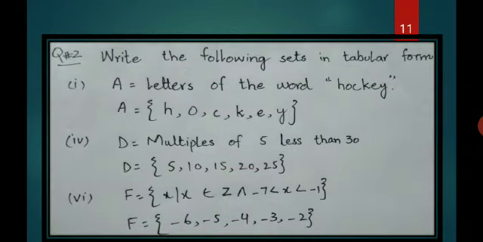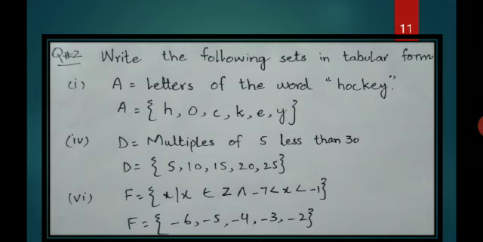Next question is: write the following sets in tabular form. Now you have to write in tabular form. These are statements, or maybe in the builder form, but you have to write in tabular form. First is the letters of the word hockey. You have to write in brackets, and between the brackets you have to mark commas. Okay, next is multiples of 5 less than 30. You have to write the multiples of 5 which are less than 30, which, you know very well, are 5, 10, 15, 20 and 25.